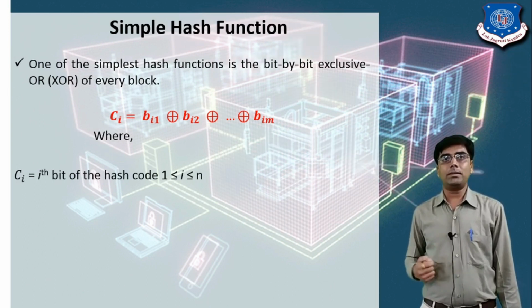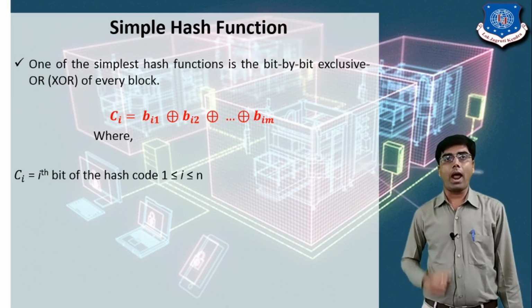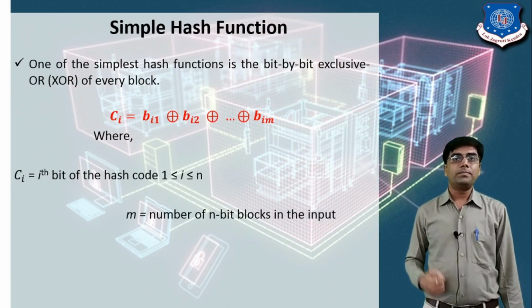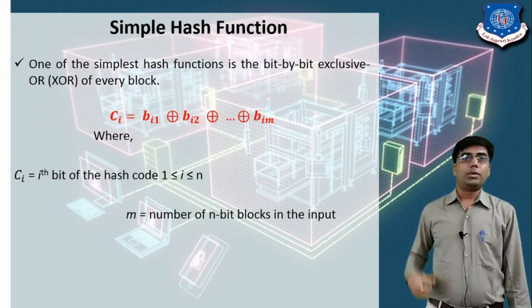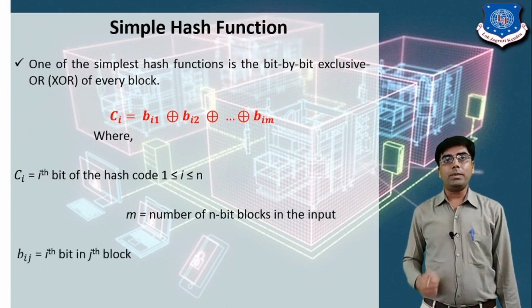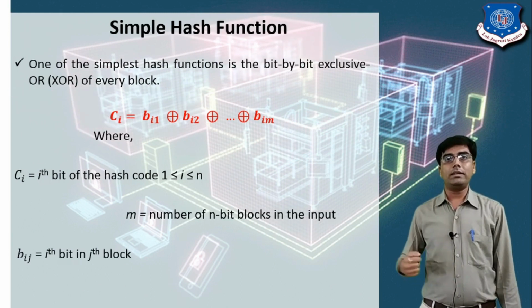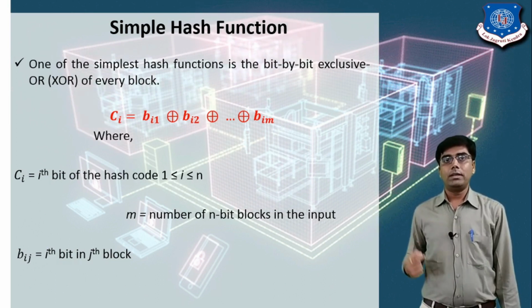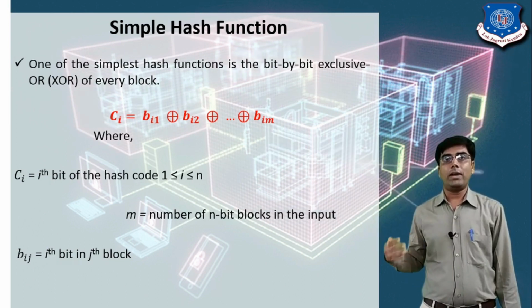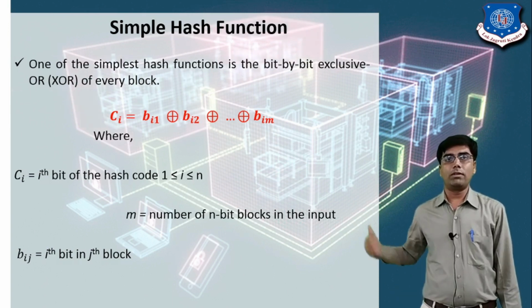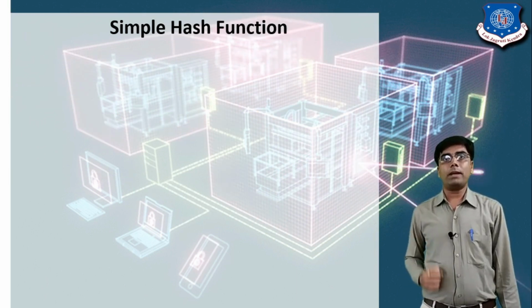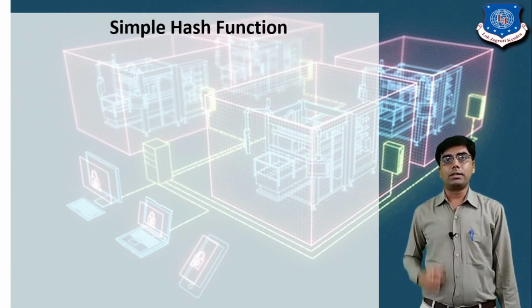Ci is the ith bit of the hash code, where 1 is less than or equal to i, less than or equal to n. The second, m, is the number of n-bit blocks in the input. Then Bij represents the ith bit in the jth block, and the values of i and j are 1, 2, 3, 4, right? This is the simple method to calculate the hash function.